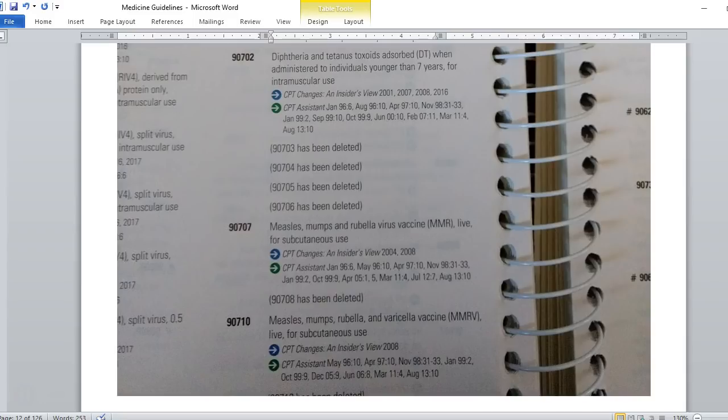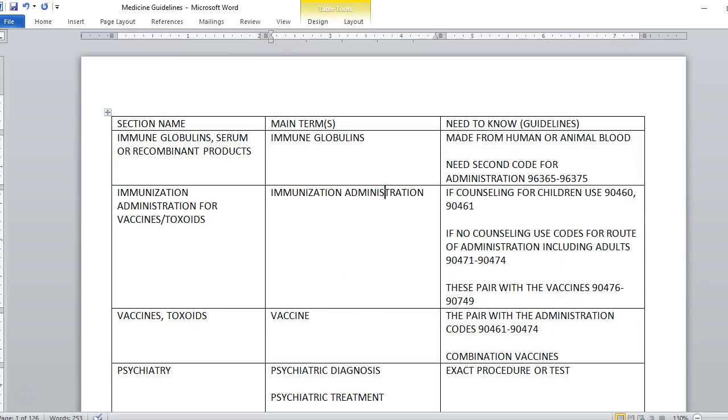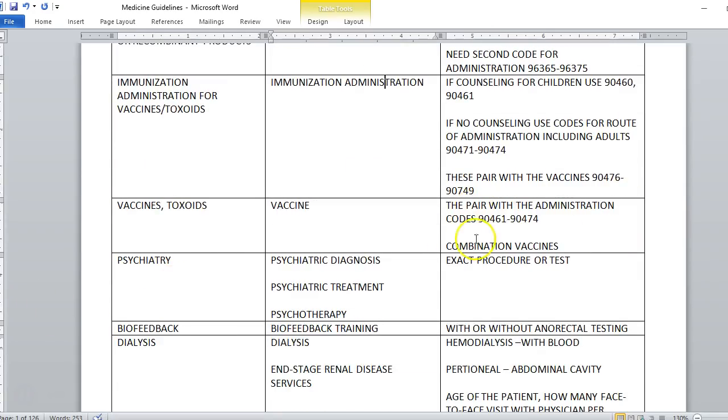So let's go back to the top and refresh yet again. The vaccine codes are always paired with the administration codes, and we have to look out for combination vaccines. So when you go to the main term of vaccine in the back of the book and you don't find what you're looking for, read more carefully through it, because again, they're going to end up shortening it to the abbreviations they use for that vaccine.